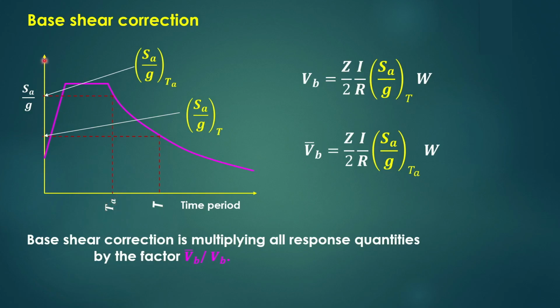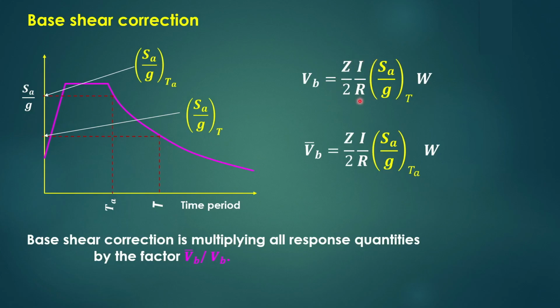This is the Sa by g axis. So since T is larger, you have the Sa by g at T at this point, which is smaller than Sa by g value for TA corresponding to the TA time period as given by this point. So this is the condition inherently in this with respect to the design spectrum where you require the base shear correction.